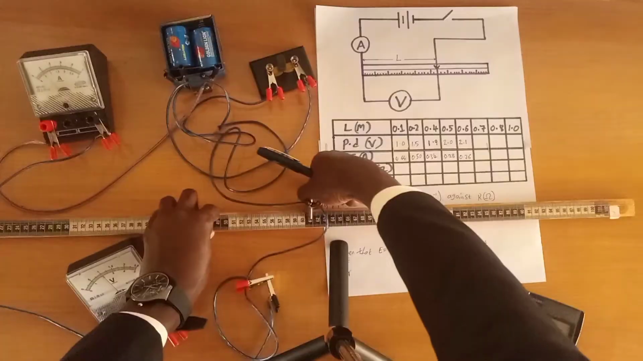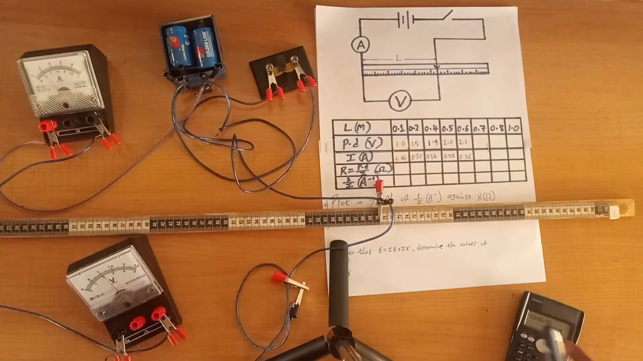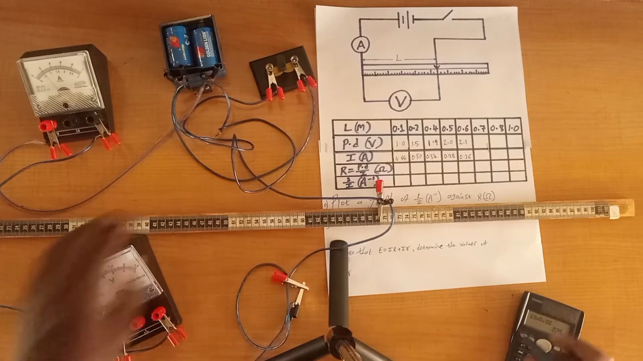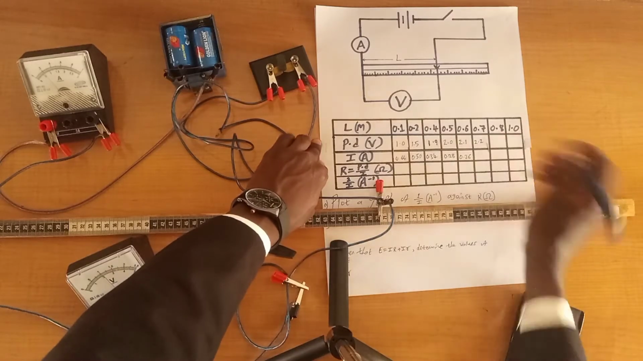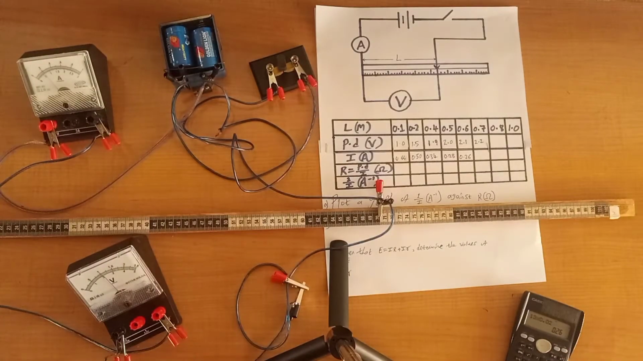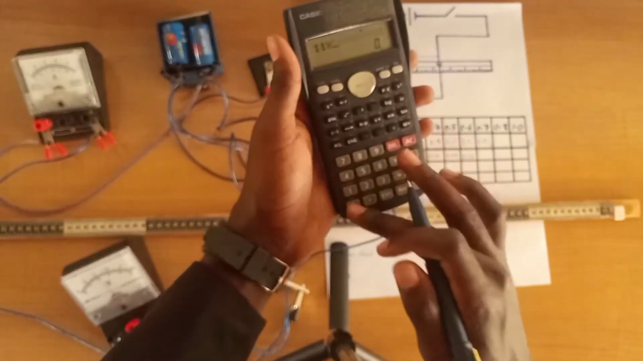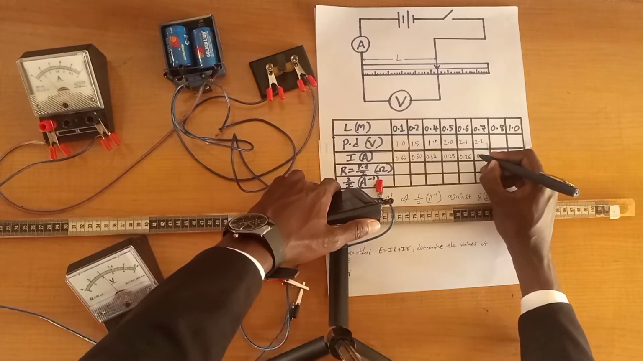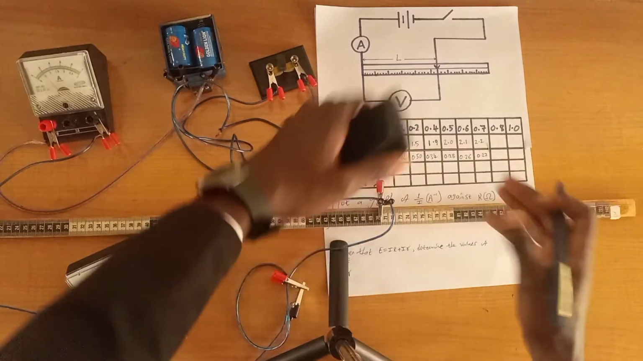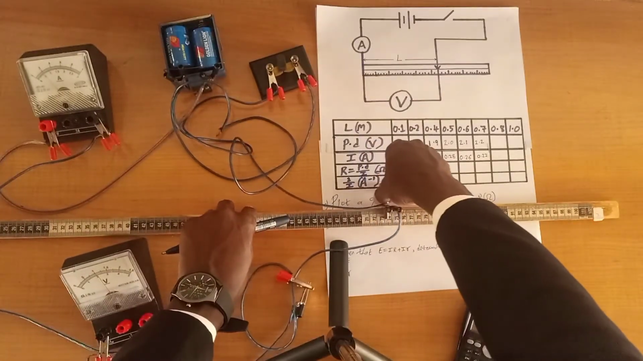So we go to 70. For the voltmeter, we have 2.2. Then for the ammeter, these ones are 11. So 11 times 0.02, this is 0.22. We go to 80.